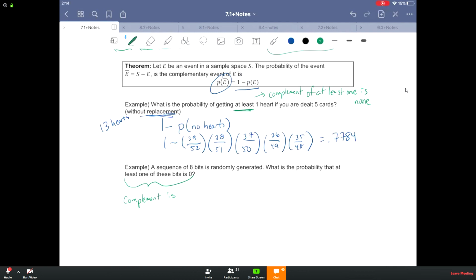All right, so for the second example, you got 8 bits randomly generated. What's the probability at least one of these bits is 0? So let's look at the complement. If you have at least one, look at the complement. So at least one, complement of that is none. So no zeros. Okay, so if none of those are zeros, in this context, that means that all of them are ones. Okay, so what we want is 1 minus the probability of all ones.